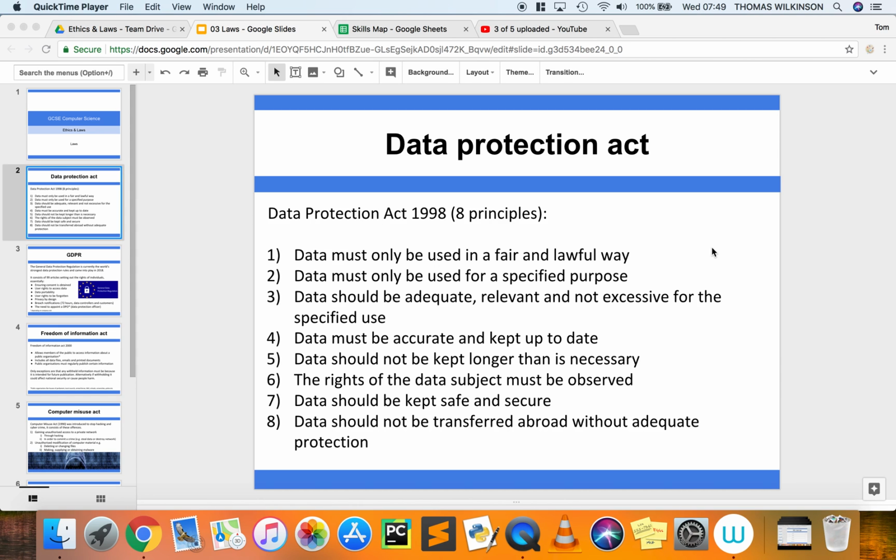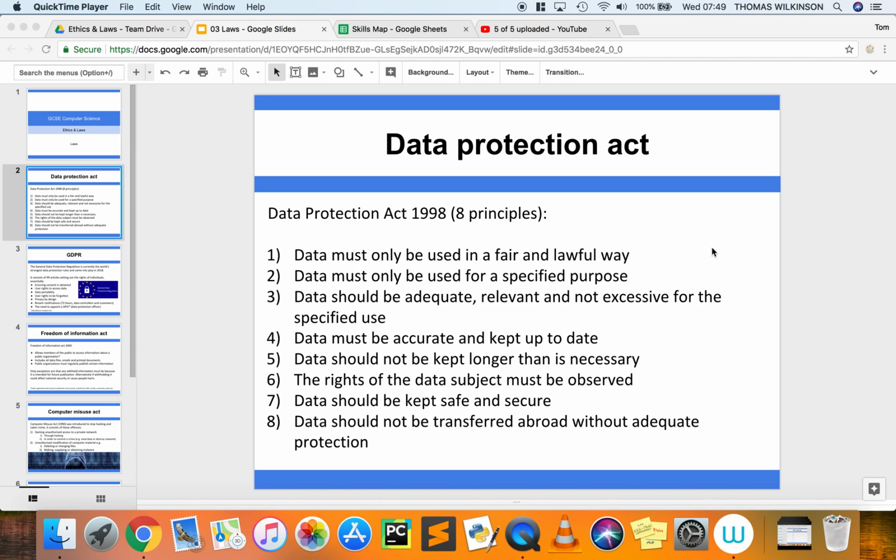Data should be kept safe and secure, and there'll be separate video tutorials on how we keep things safe and secure, but we principally earmark them as either physical or logical protection. So physical barriers being things like swipe cards and door locks and safes, whereas logical protection being virtual methods such as firewalls, usernames and passwords, and tiered levels of access. So you can only access certain parts of a system if you have a need to do so.